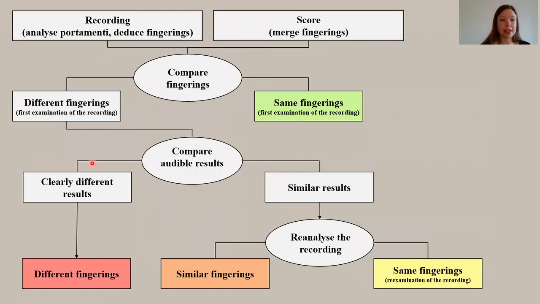I started by analyzing the recording. I marked the audible slides. I analyzed them using Sonic Visualiser software, and then I tried to deduce the fingerings. This often felt a bit like Sudoku. Sometimes an interval a few bits earlier or later implied use of certain fingerings for a given portamento. The next step was merging the fingerings from the score.